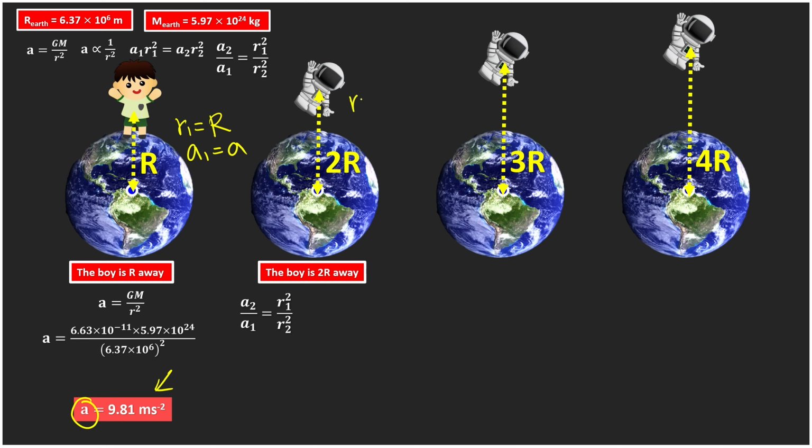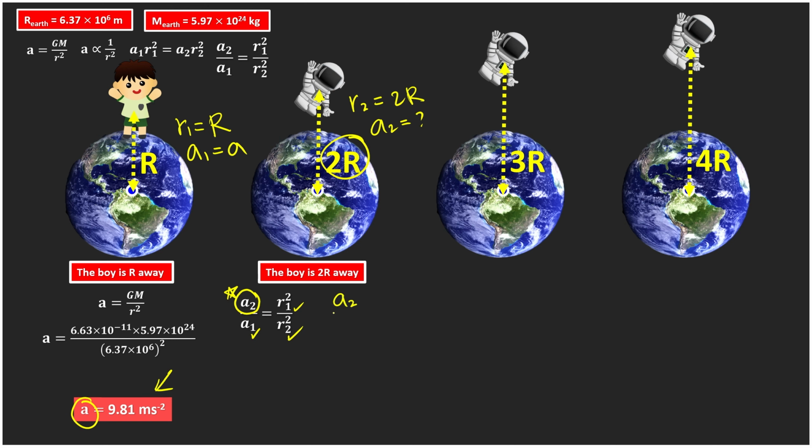And at the final state, r2, I'm at 2r away, and what happens to my acceleration? So I want to find out my gravitational acceleration. This is what I want to find out. I have my A1 is A, I have R1 is R, R2 is 2R. So let's find it out together.